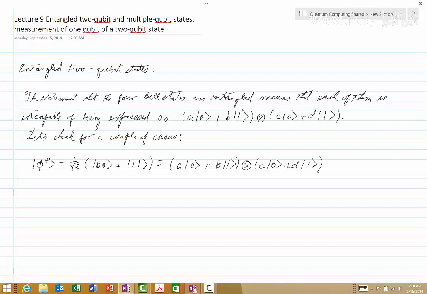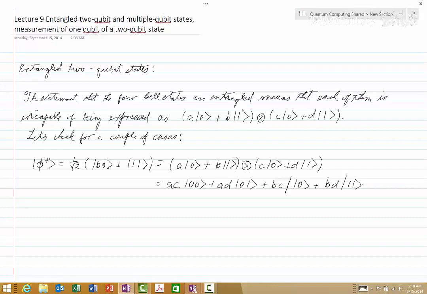Well, if we do that, then we see that this would give us AC|00> plus AD|01> plus BC|10> plus BD|11>.